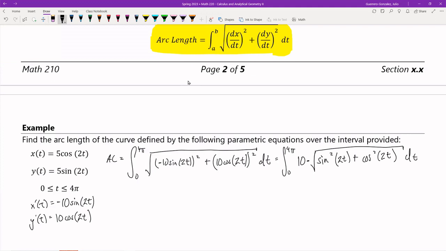Hopefully you picked this out already. That is a trigonometric identity, which is always equal to 1. So it's going to be equal to the integral from 0 to 4 pi of 10 times the square root of 1, which is 1, so I'm just not going to write it. 10 dt. And this integral is now 10t evaluated from 0 to 4 pi, which gives 40 pi. We are done.